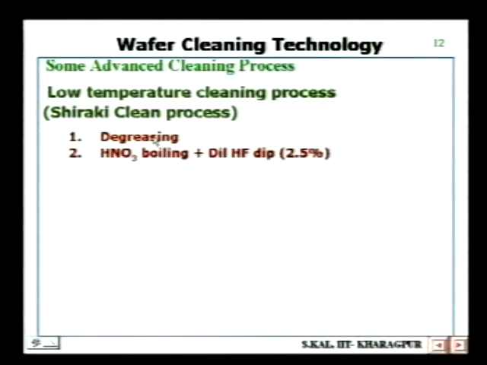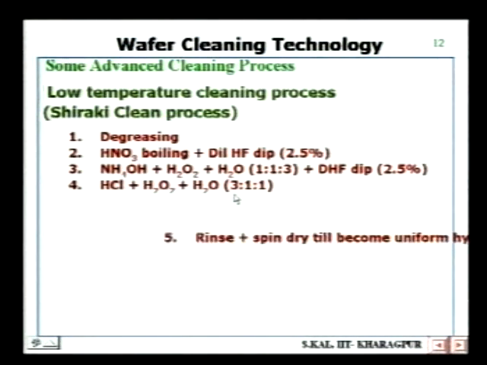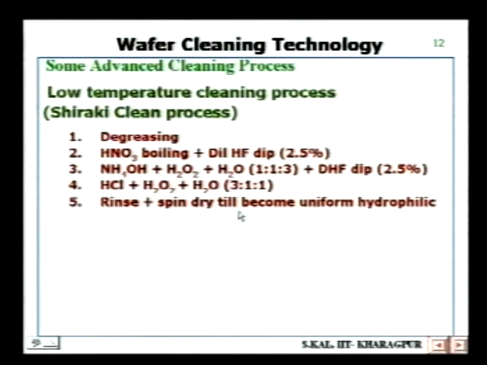The silicon wafer is degreased first, then we boil it in nitric acid and dilute hydrofluoric acid, that is 2.5% dilute. The third step is NH4OH, H2O2 and H2O in the ratio 1:1:3, that is the standard clean 1 step, followed by a dilute hydrofluoric acid dip for removal of the native oxide. Next comes HCl, H2O2 and H2O in the ratio 3:1:1, that is the standard clean 2 step, and then rinse and spin dry till the surface becomes uniformly hydrophilic. This is basically the Shiraki clean process.